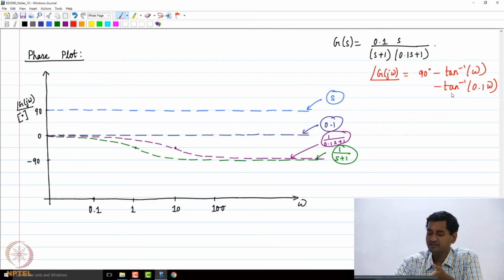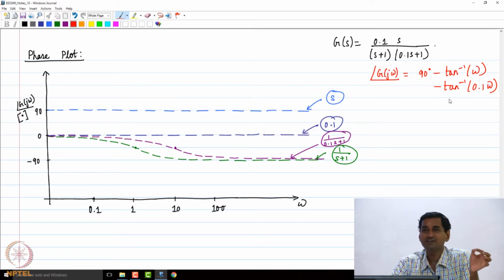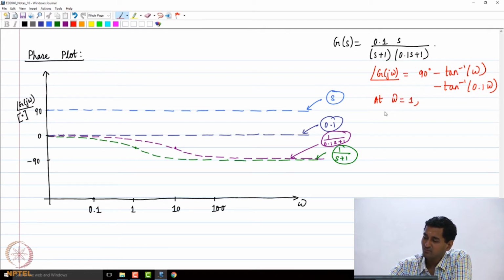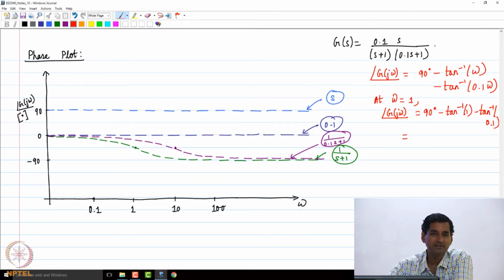So in order to plot the net phase plot, we just calculate the phase at the corner frequencies, so that we can mark them and draw a smooth curve through those frequencies, right. So, the two corner frequencies are at omega equals 1 and omega equals 10. So, at omega equals 1, what is going to happen to this value? We are going to have 90 degrees minus tan inverse 1 minus tan inverse of 0.1, alright. So, what is the value? Can you calculate and tell me? Of course, tan inverse of 1 is 45. What is tan inverse of 0.1?